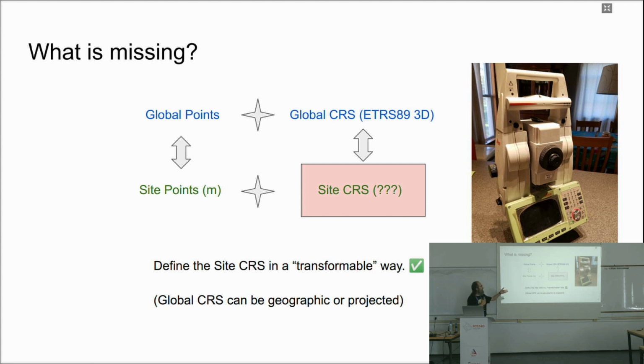When we have it, we can do transformations between these two, actually to any other CRS. And we want to define this CRS in a way that we can do that transformation.